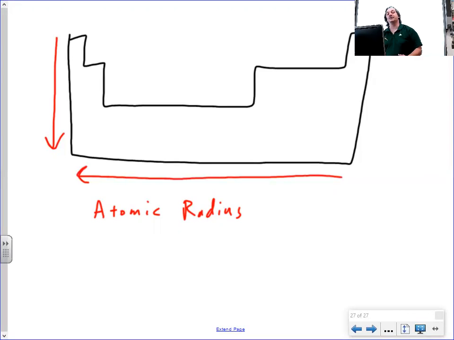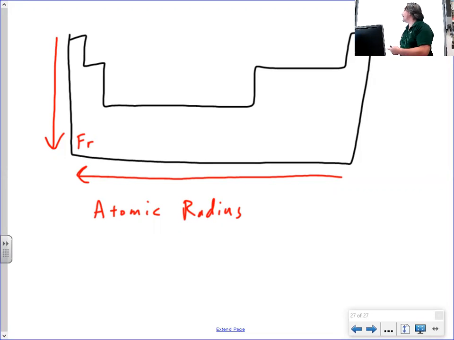So for our purposes, the largest atom on the whole periodic table is francium, all the way at the bottom and all the way on the left. The smallest would be helium, all the way at the top and all the way up on the right. Size gets bigger as you go down and to the left of the periodic table.